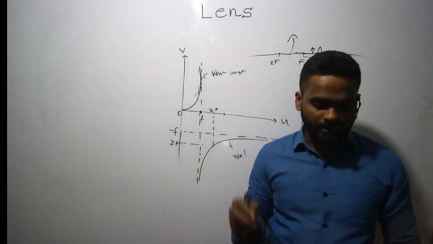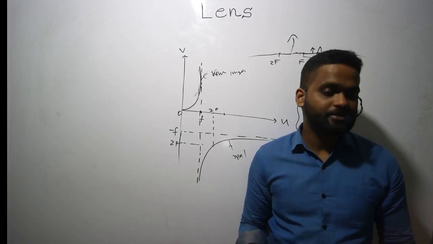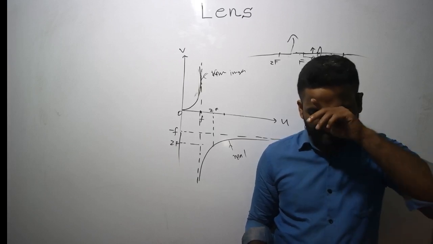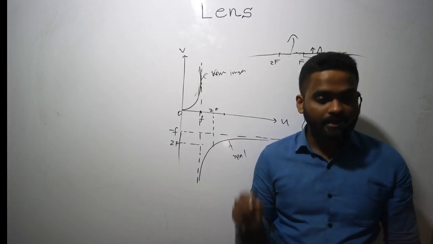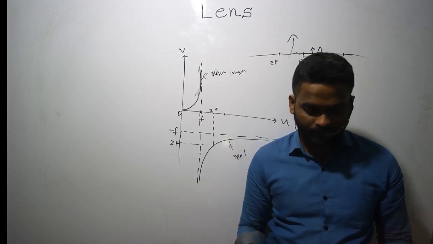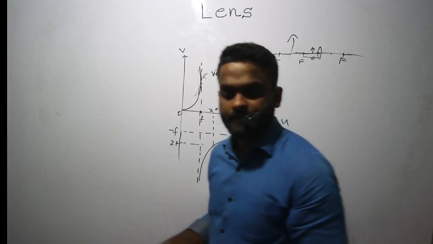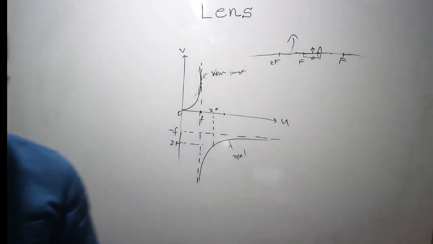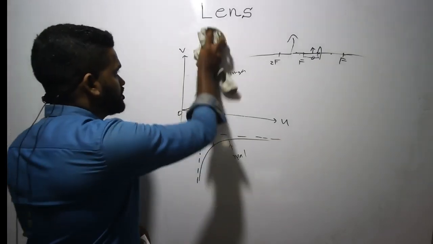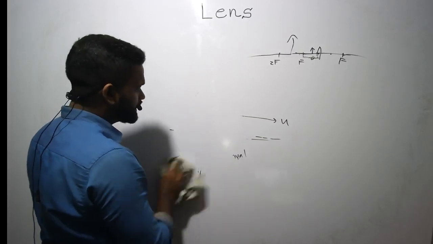Then write the subtopic: special facts about real images. Real images formed by a convex lens.